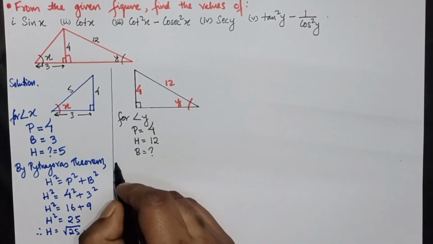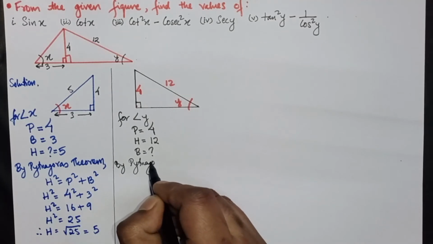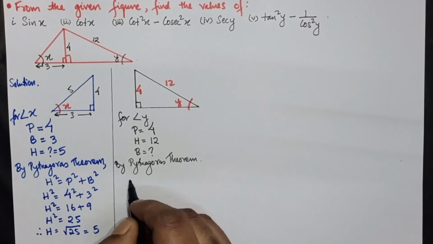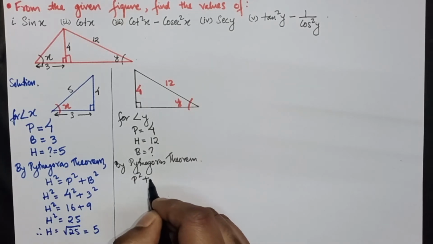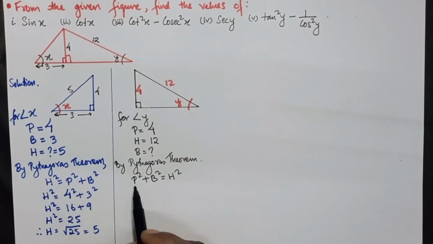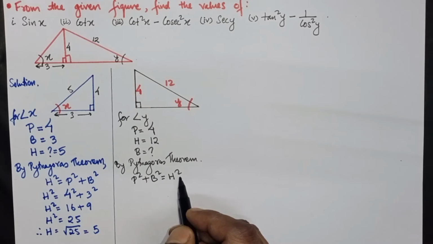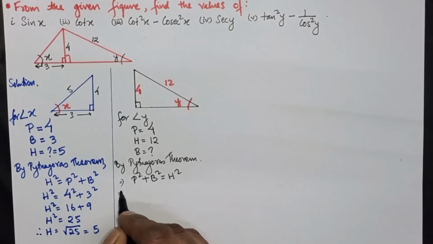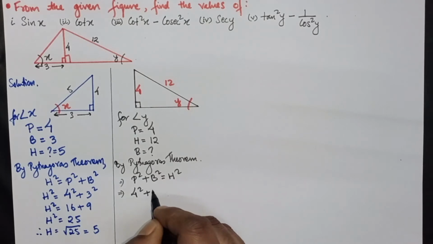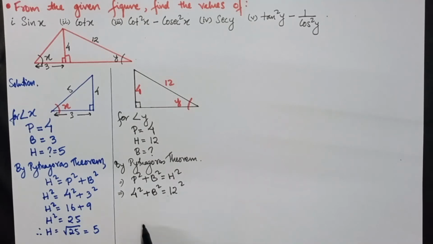So obviously what do I have to use? By Pythagoras theorem. You know the formula. You can write it like this: p square plus b square equals h square. I'm writing this way, it's the same thing. Why I'm writing this way is because we have to find b, so I'll take p to the other side. So p square is 4 square plus b square equals h square. H square is your 12 square.